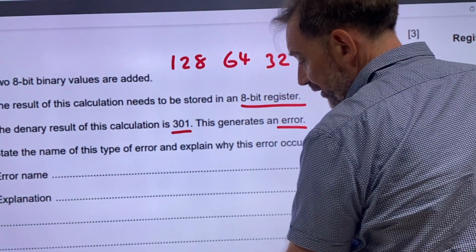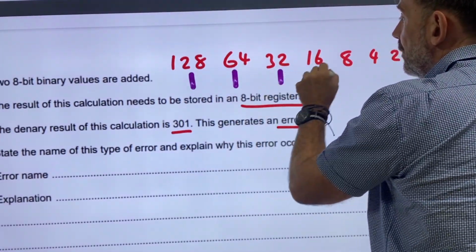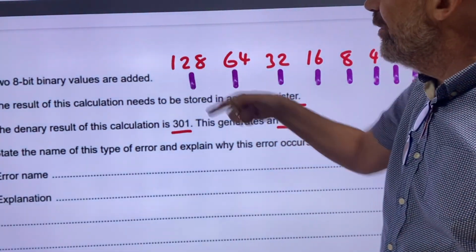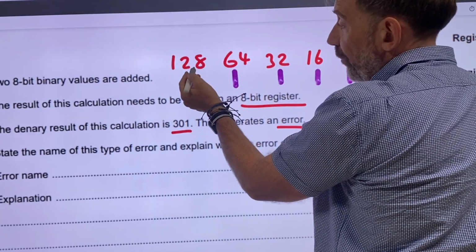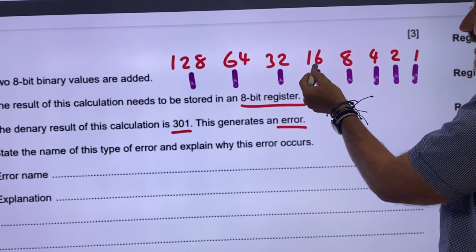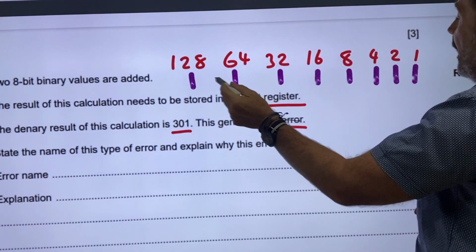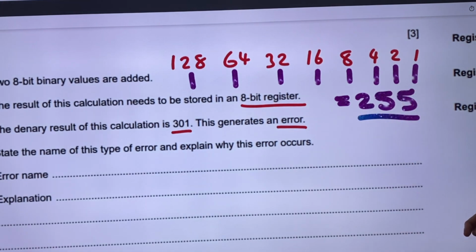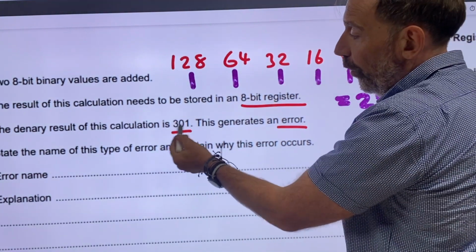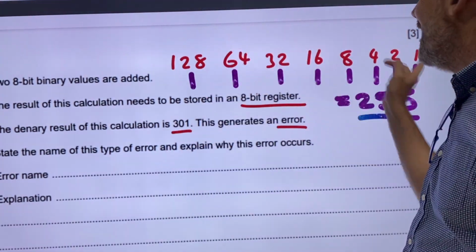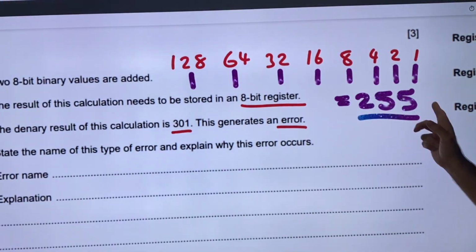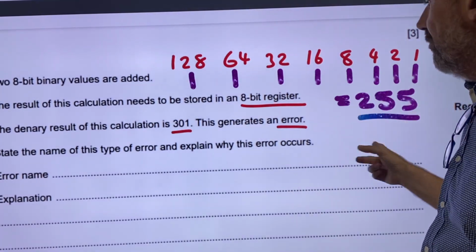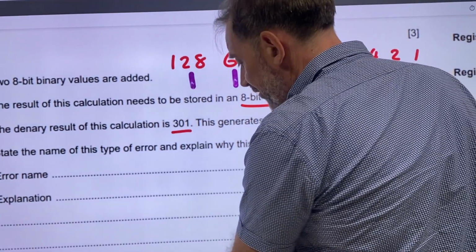Now, if I put 1s in all of these registers and added them all together, 128 plus 64 plus 32 plus 16 plus 8 plus 4 plus 2 plus 1, I would get a grand total of 255. So I cannot store the value 301 in this register because it only goes up to 255. Okay, there we go. So we need to state what the error is.